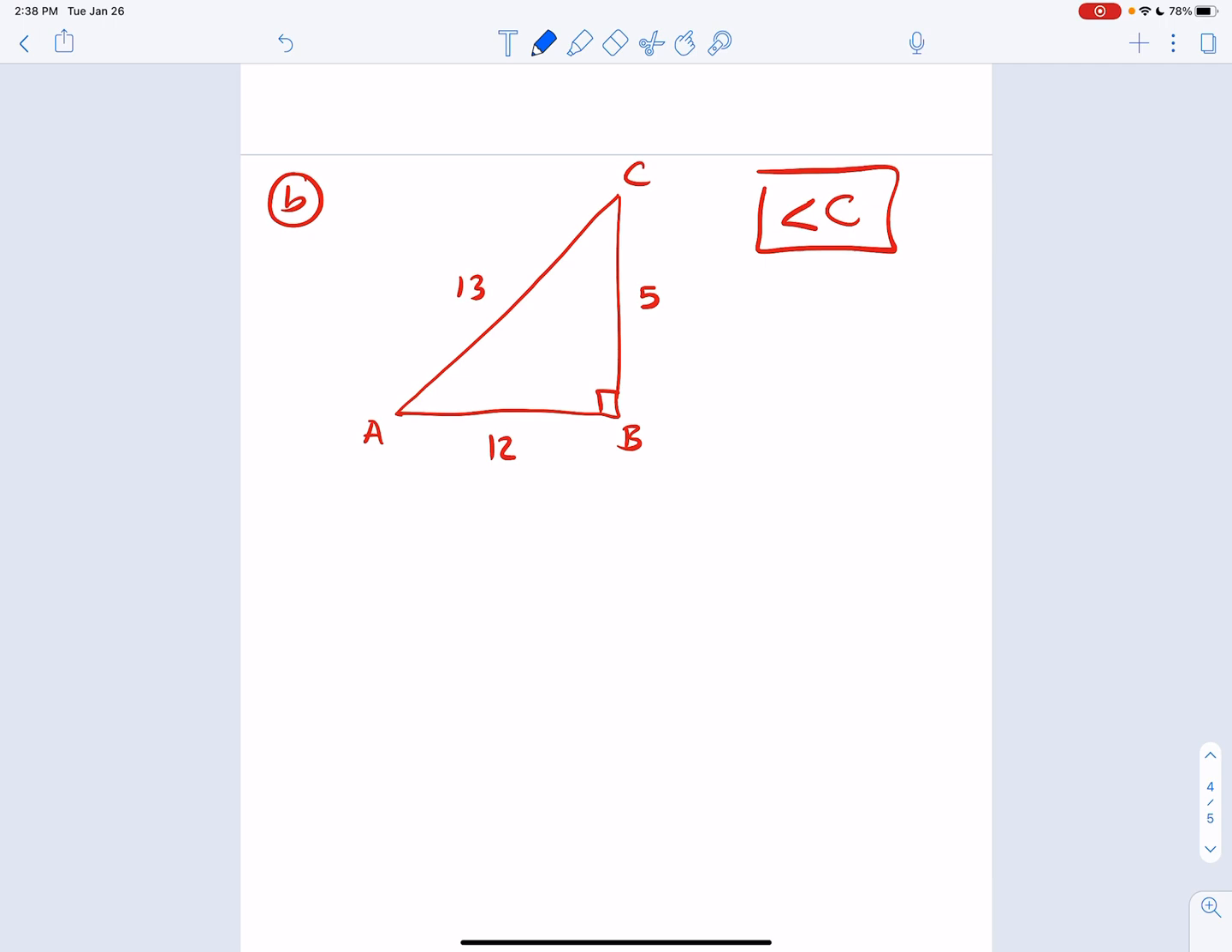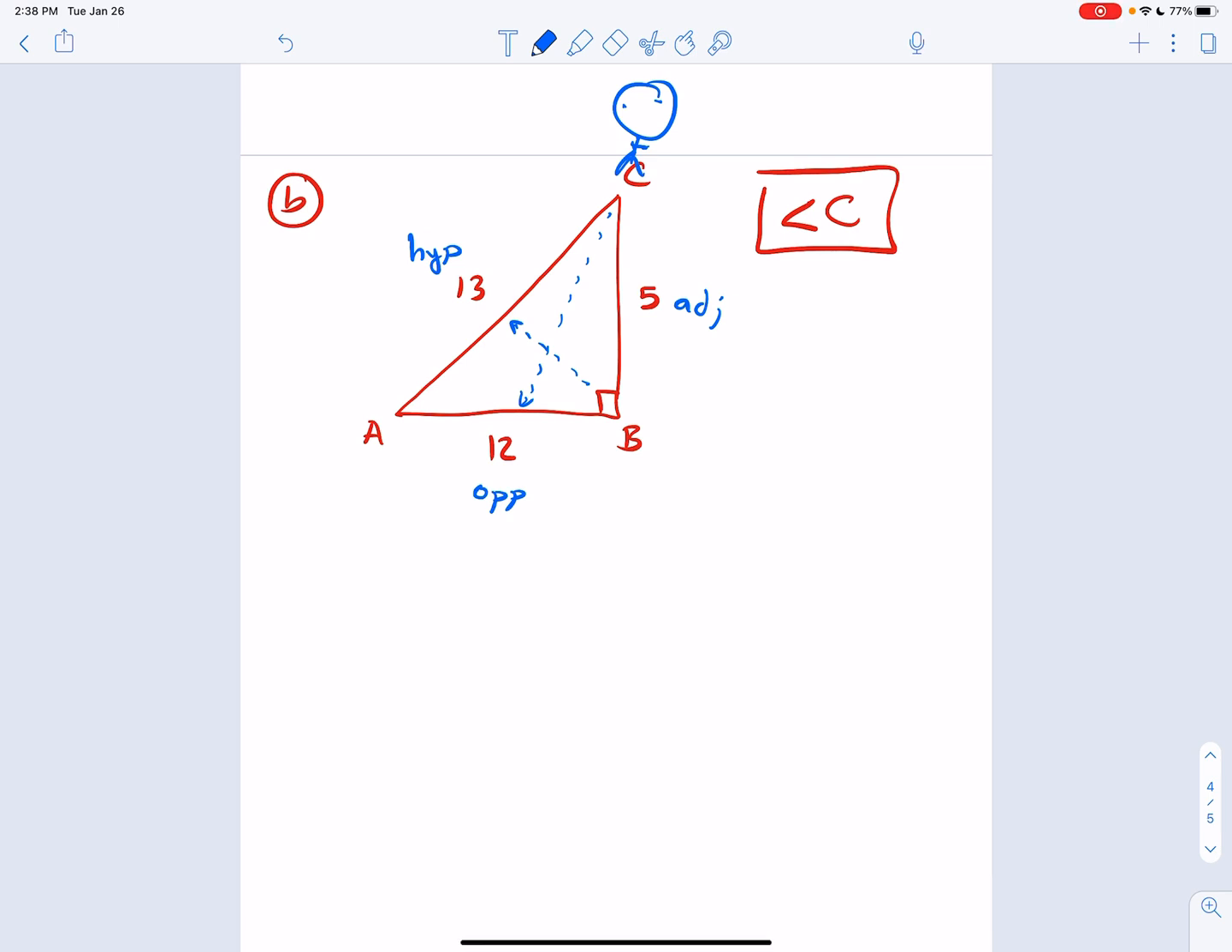Okay, so we know that we have to stand at angle C, so here's my little guy. Then we can label our sides, knowing that our little person is up top. So directly across from this person is going to be opposite. Across from the right angle will always be the hypotenuse. And right next to you would be the adjacent side.